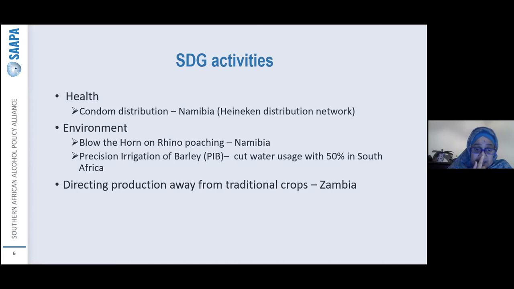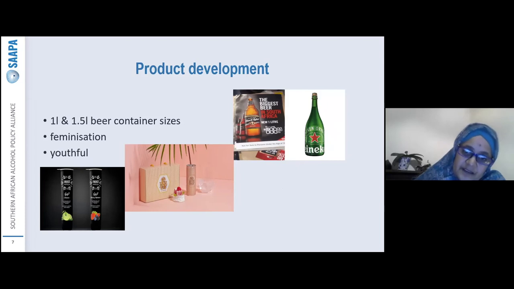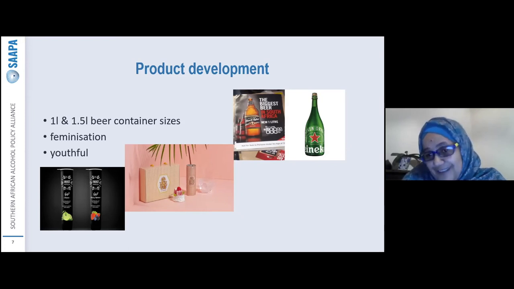In Zambia, we've seen them directing crop production away from traditional crops so that farmers serve the interests of the industry and grow crops that they would use in the production of alcohol. But I think for us, the industry positions themselves as contributors to SDGs, but at the same time, on the other side, they are involved in activities that are particularly problematic. So we've seen the production of larger sized beers. We're seeing 1 liter and 1.5 liter beer containers. SAB started with their Black Label of 1 liter, and then Heineken followed, and they just increased that, okay, we can do better. And so now we've got a 1.5 liter beer in South Africa.